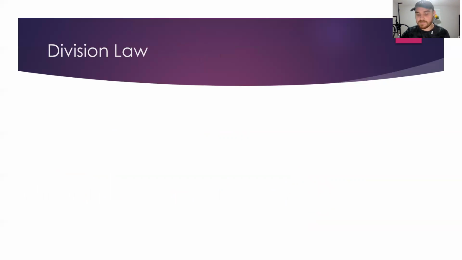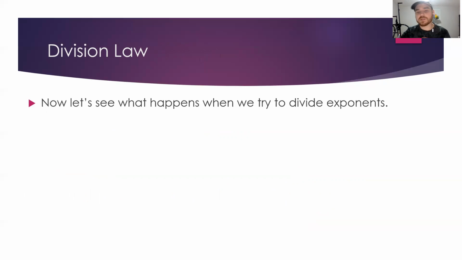So next, we're going to move on to division law. Division law is a little bit more complicated to explain. We're going to have to use some fractions. But the overall process and the shortcut for it is pretty much the exact same as the last one. It's just flipped. So let's see what happens when we try to divide exponents. Let's say we take 2 to the 5th, and we divide it by 2 to the 3rd.